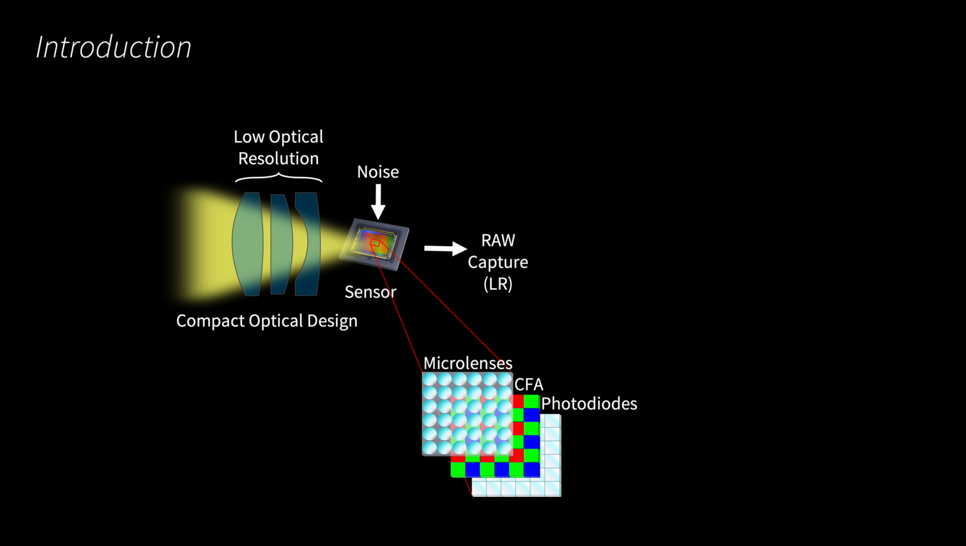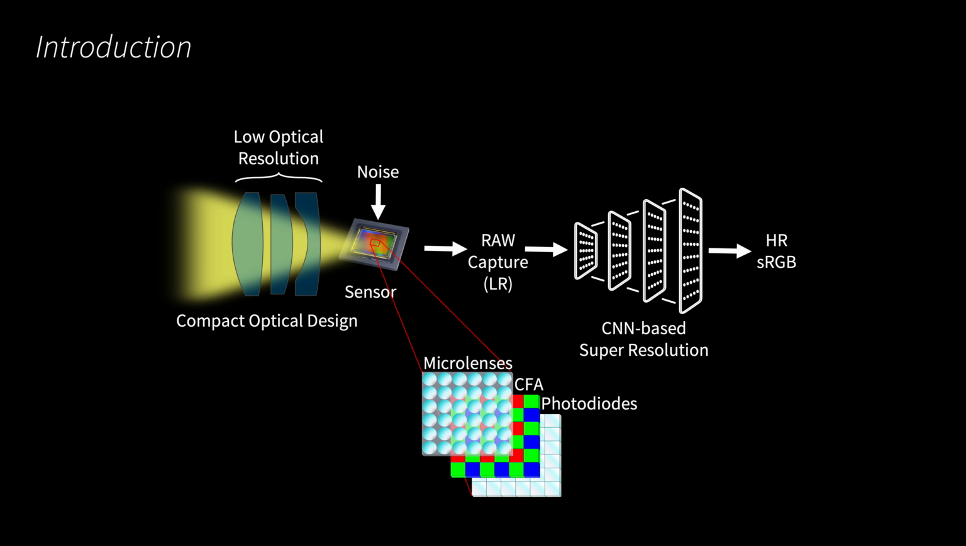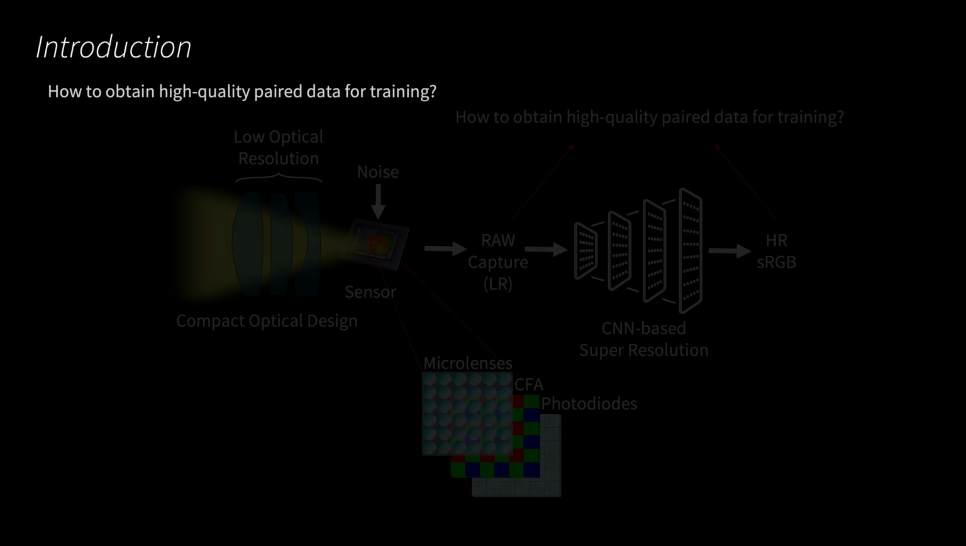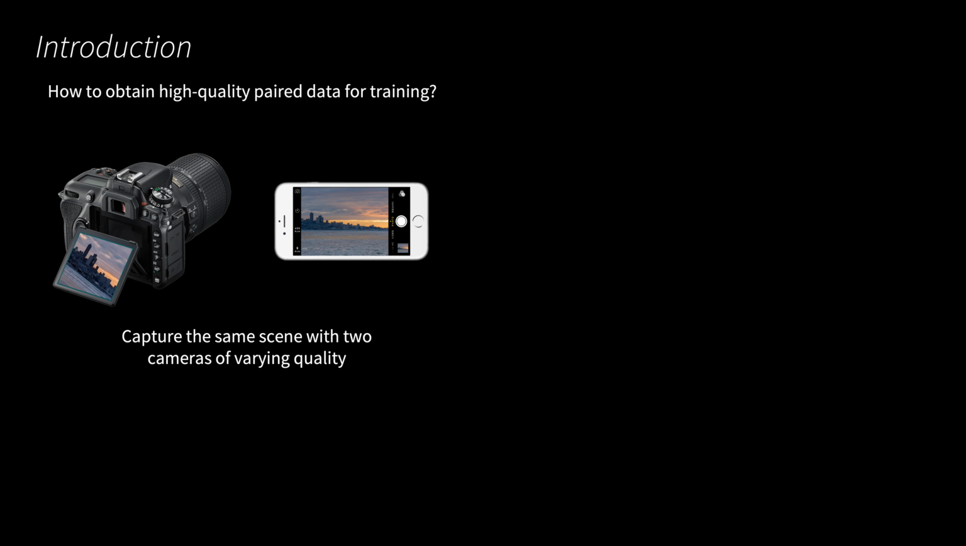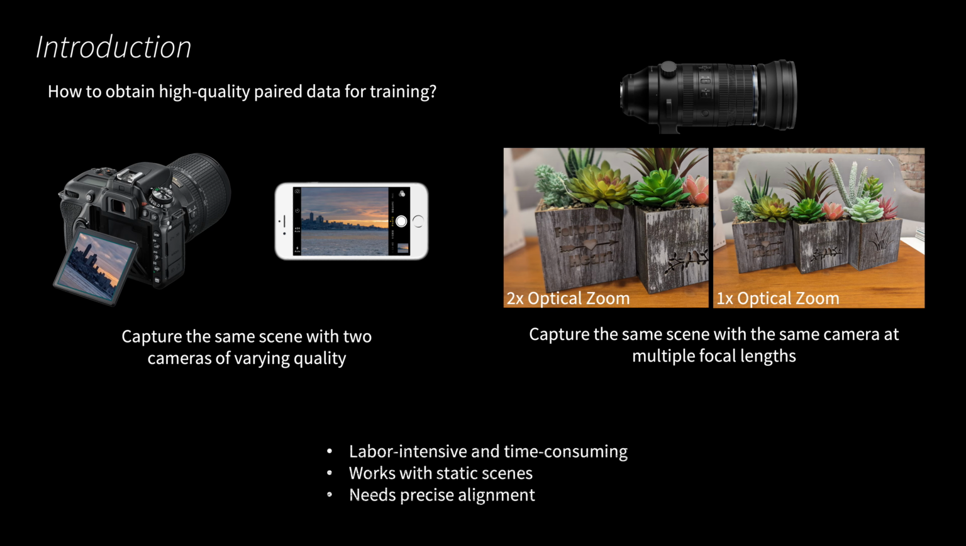To mimic optical zoom, for example, image superres is applied, which relies on deep convolutional neural networks trained on large paired datasets. However, collecting high-quality training data is quite challenging. A common approach to obtain data is to capture the same scene with two cameras of varying quality, or the same camera at multiple focal lengths. Such a process, however, is labor-intensive, time-consuming, and requires controlled captures with static scenes and precise alignment to avoid artifacts.